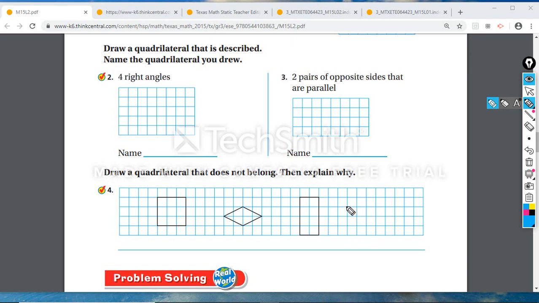And then my good old friend, the trapezoid, comes into play. Again, the trapezoid would be my quadrilateral that does not belong here because it only has one pair of opposite sides that are parallel, which are these two right here. So you start seeing how, if you understand the verbiage, the language, it all makes sense. And please use your notes, okay? Please use your notes. That's what they're there for.